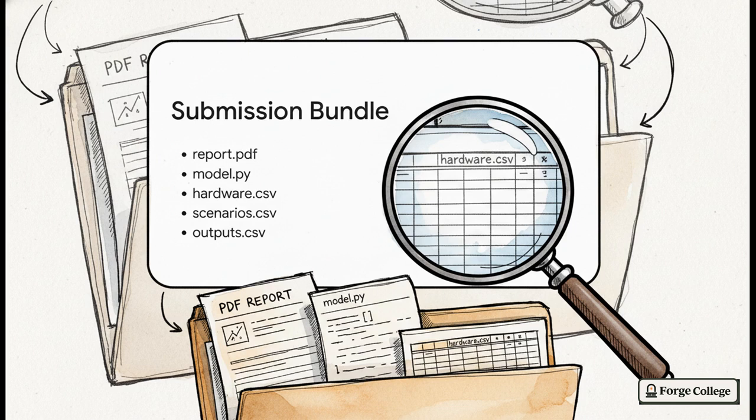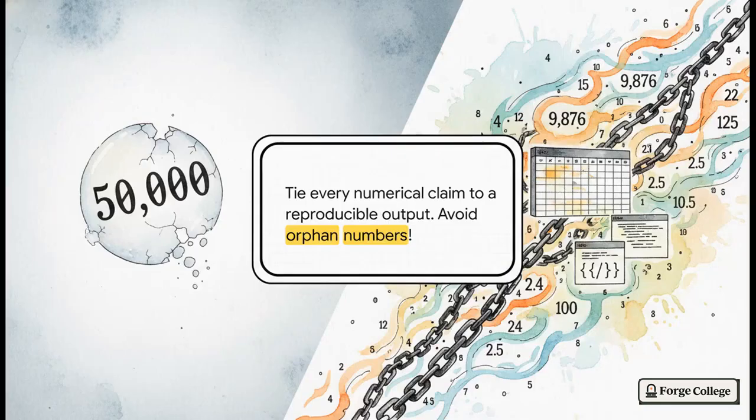Why all the extras? Because trust is good, but verification is way better. Reviewers and stakeholders need to be able to reproduce your numbers on their own machines. If they tweak a single variable in your scenarios file and run your Python script, they should be able to see exactly how your strategy adapts in real time. And that brings us to the golden rule of this entire blueprint.